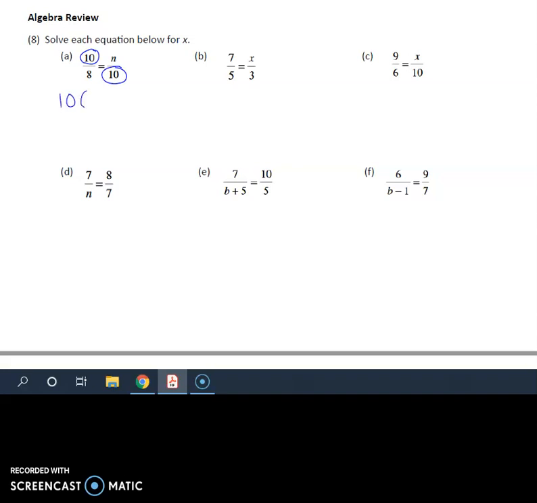So we take 2 tens and multiply those together. And we're going to take the 8 and the n and multiply those two together. So the left side's 100, right side's 8n. And if we divide both sides by 8, n will have a value of 12.5. Once you go ahead and look at B, C, and D, follow the same steps. Turn the video back on when you're ready to continue.